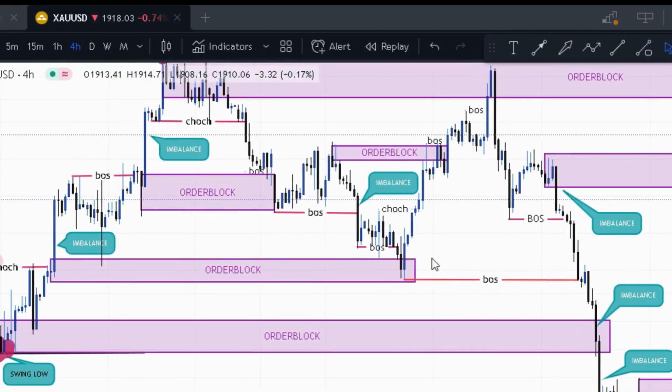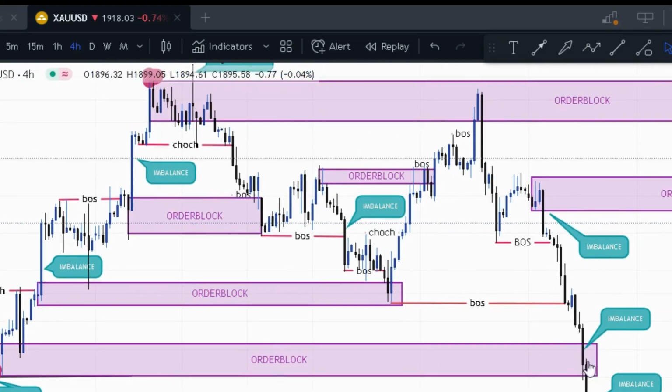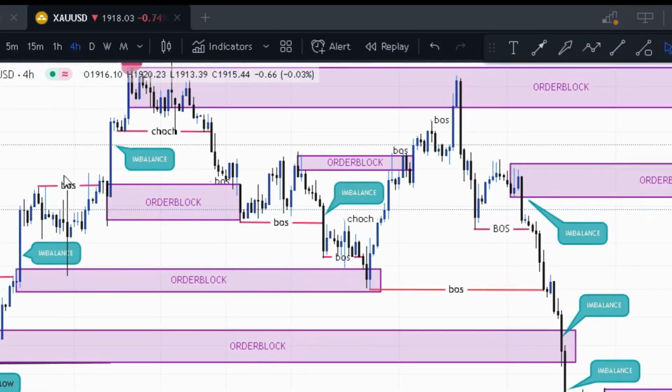So this being our previous trading range, you can see it was broken at this level because we were trading on this range.